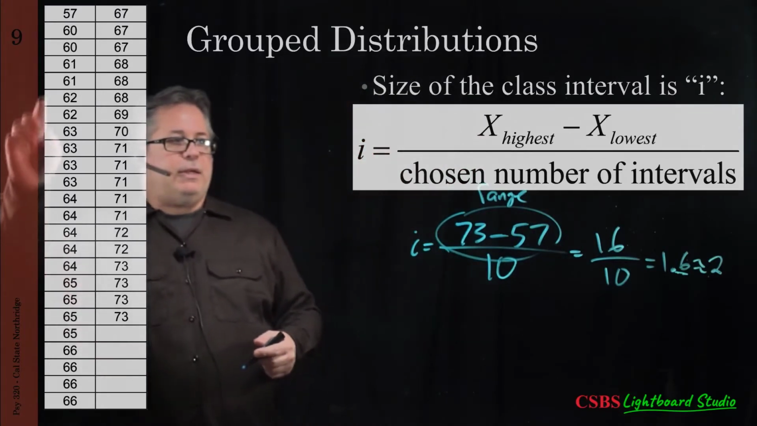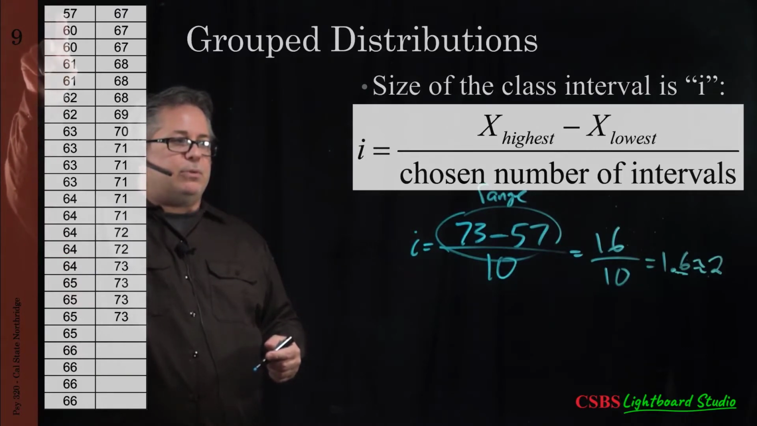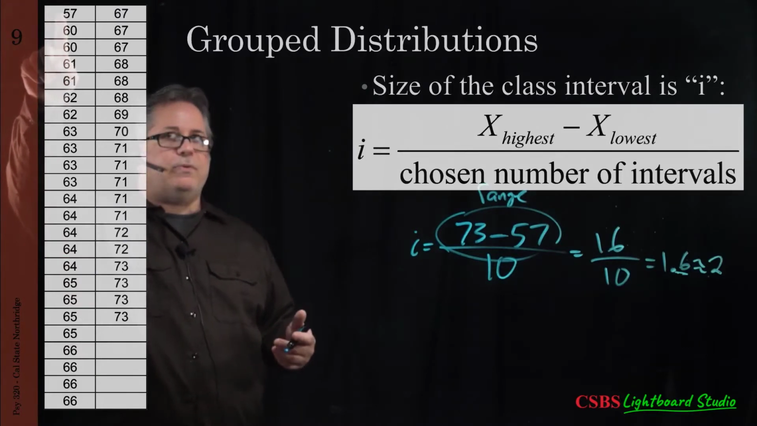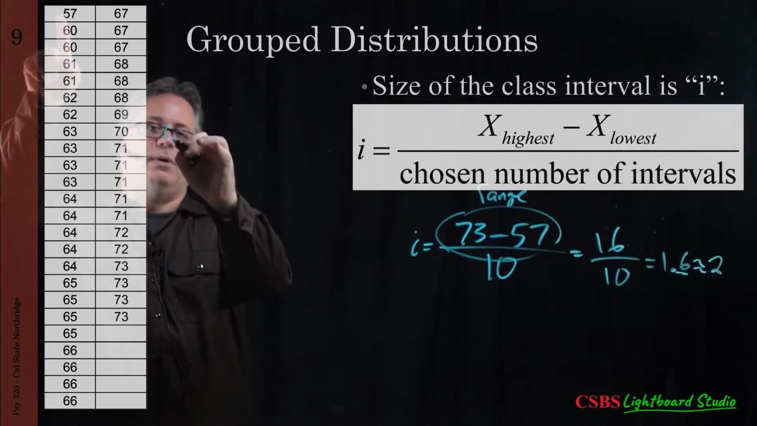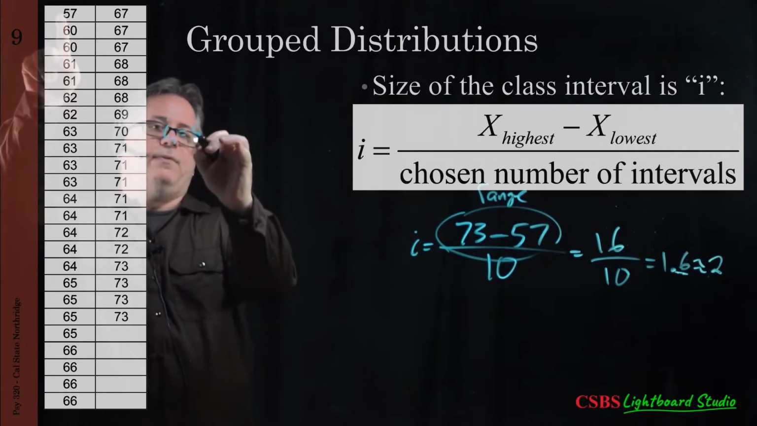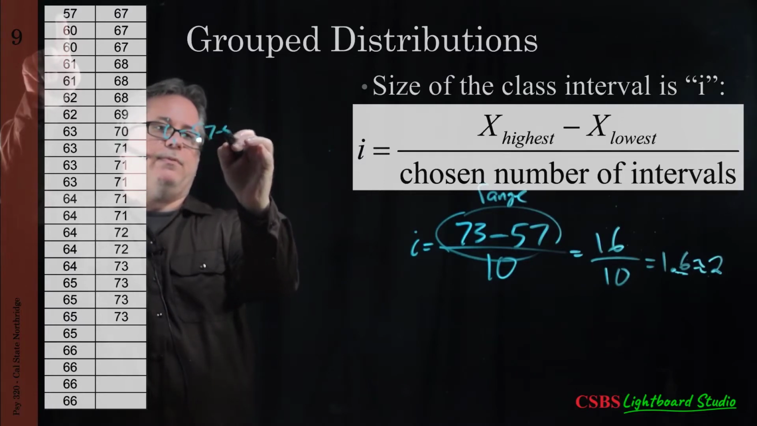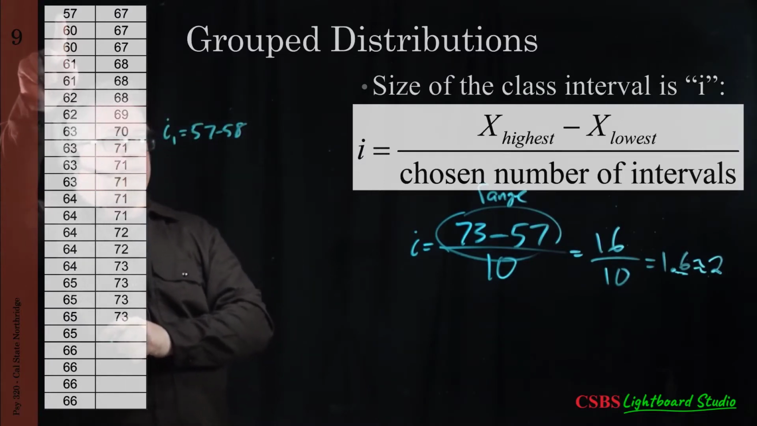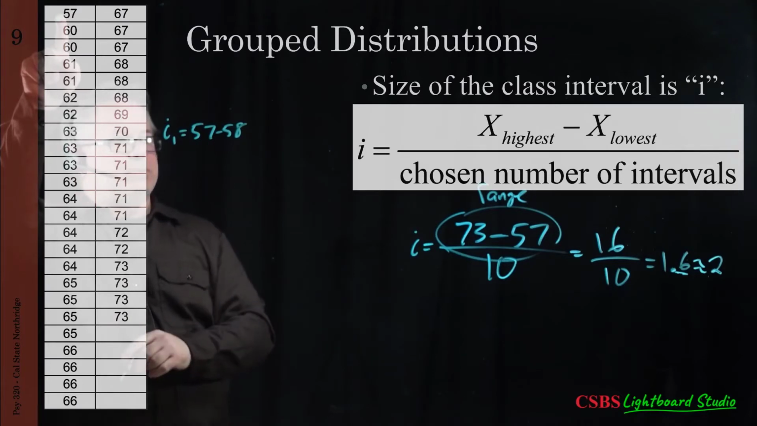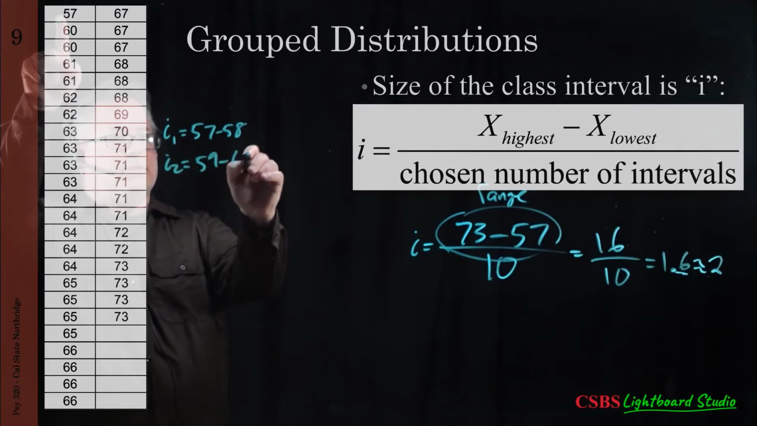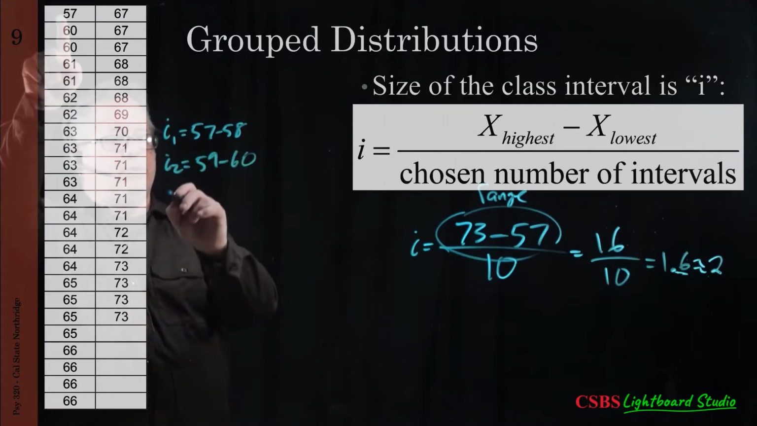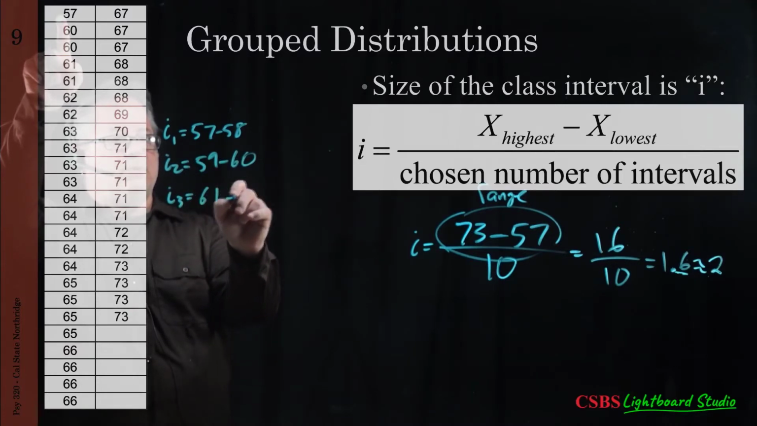So if we look back at the data, if we start with 57 as our lowest number, we can start thinking about what that means. My first interval, interval 1, is going to be 57 to 58. Those two numbers are in that first interval, because I just want 2 numbers in there. Then interval 2 is going to be 59 and 60, and then we can keep doing that. Interval 3 is going to be 61 and 62.